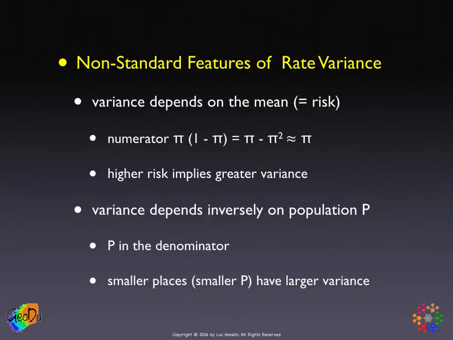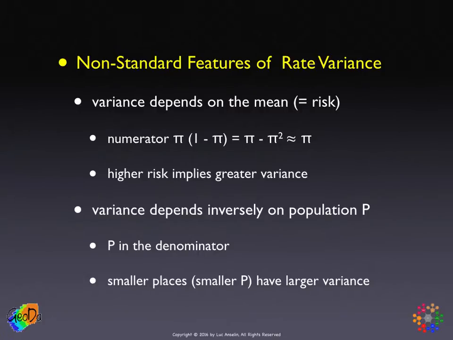Then, more important from our perspective, is that the variance depends inversely on the population size. So smaller places will have a larger variance. And in particular, if the population at risk is very different from place to place, then the variance will be very different from place to place, which violates our assumption of stationarity. In other words, our assumption that the variance is constant. If all the places have a reasonable size, this is not going to matter very much.